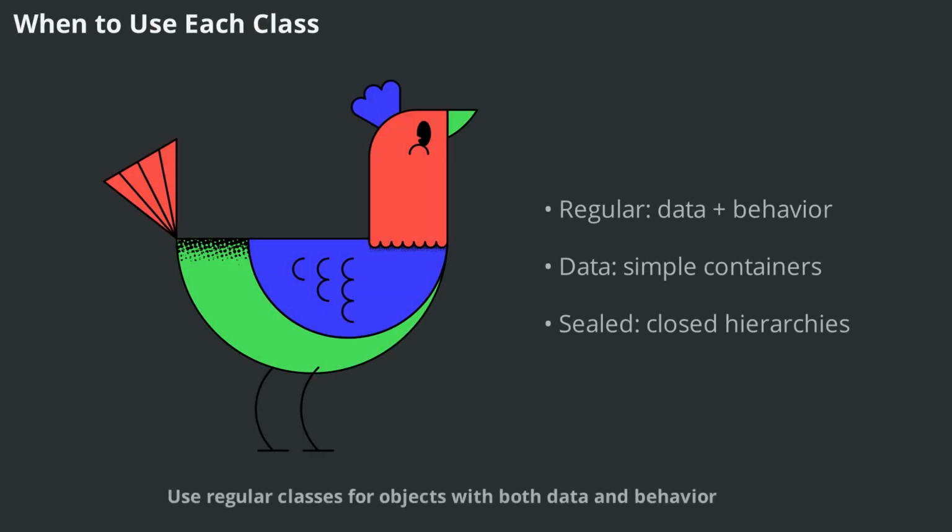Use regular classes for objects with both data and behavior. Data classes are ideal for simple data containers. Sealed classes shine when you need a closed set of types with unique states. Enum classes are best for fixed options. Object declarations manage singletons, and companion objects group static-like members. Interfaces define what your objects can do, not how.